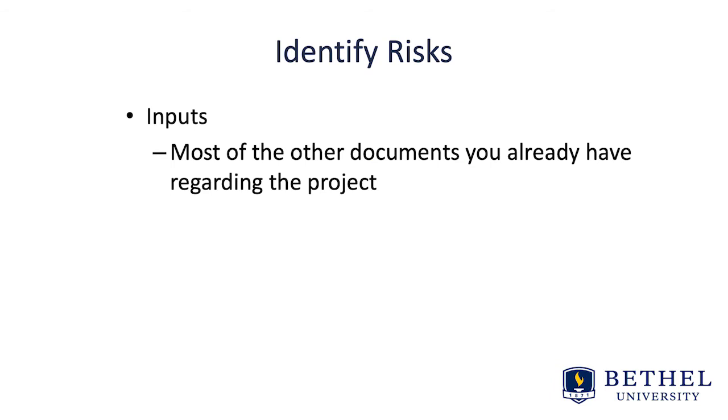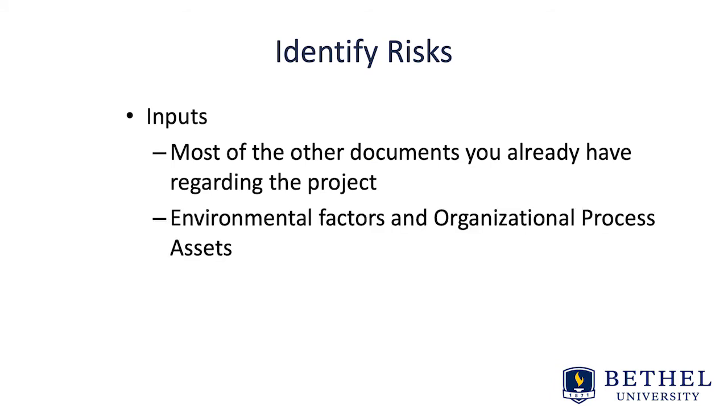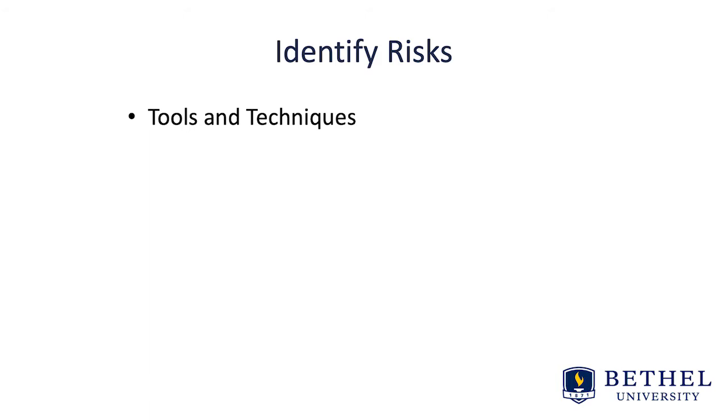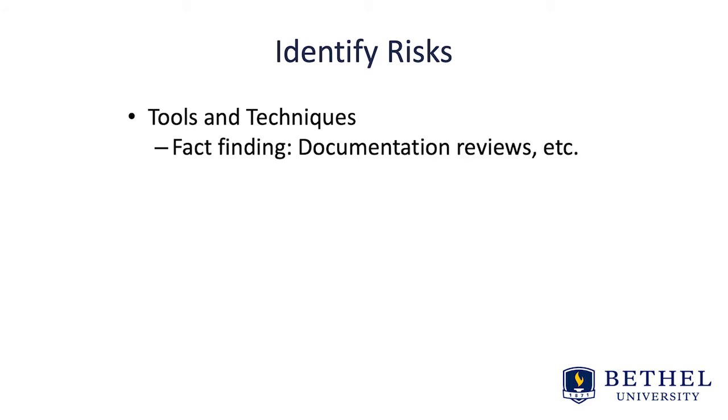Here's how we identify risks. We take those inputs from most of the documents that you've already created for the project, as well as environmental factors and organizational processes to develop what risk you may have. As a part of the tools and techniques for identifying risk, you do things like fact-finding through documentation reviews. You also do a risk breakdown structure based on the work breakdown structure and all the things you have to accomplish for the project. What are the risks involved with doing that work and those work packages?